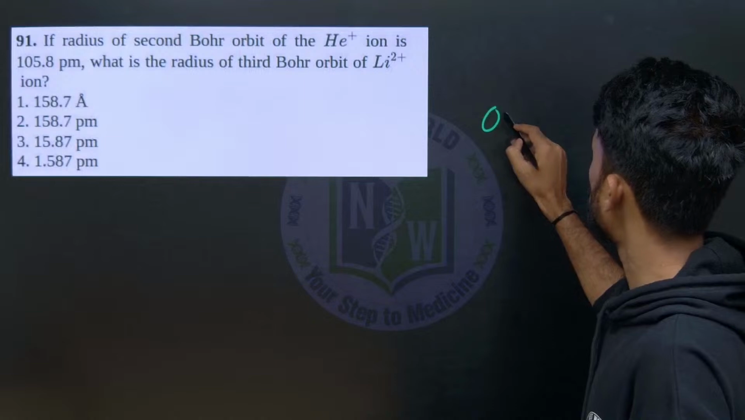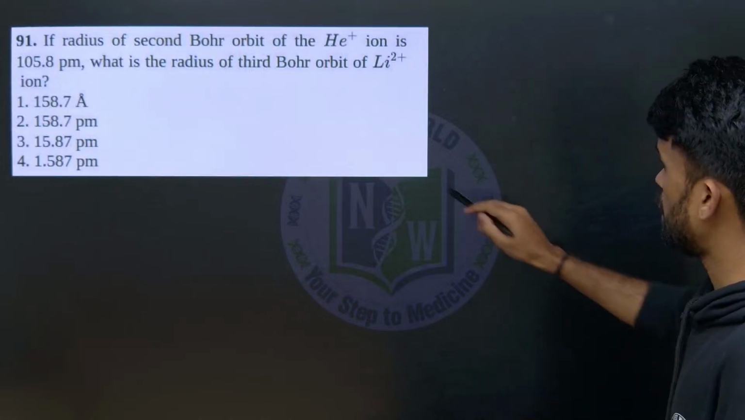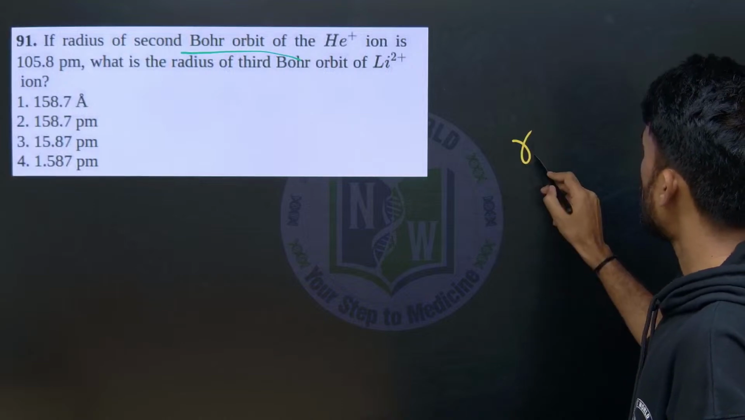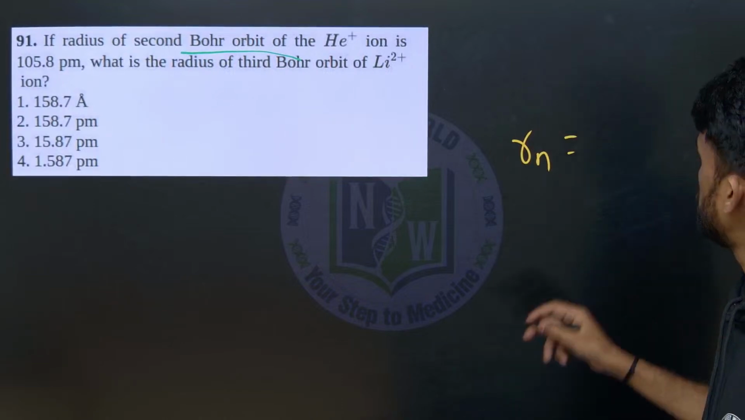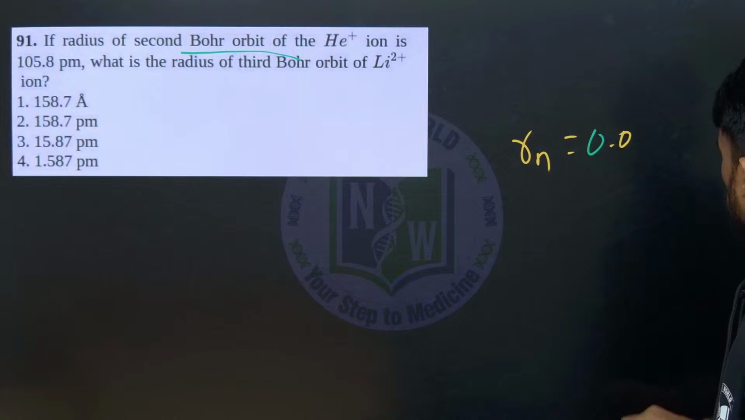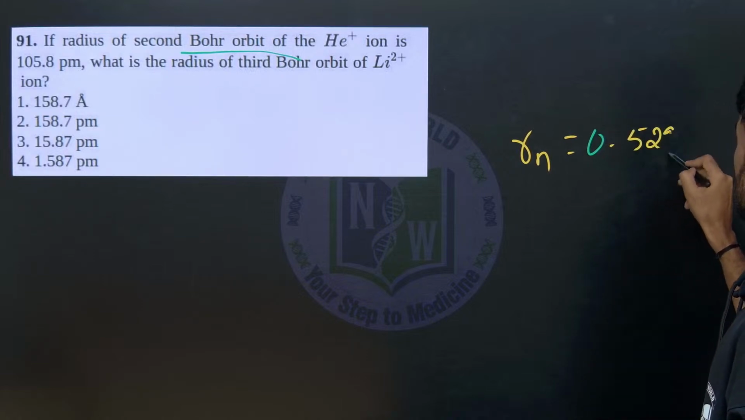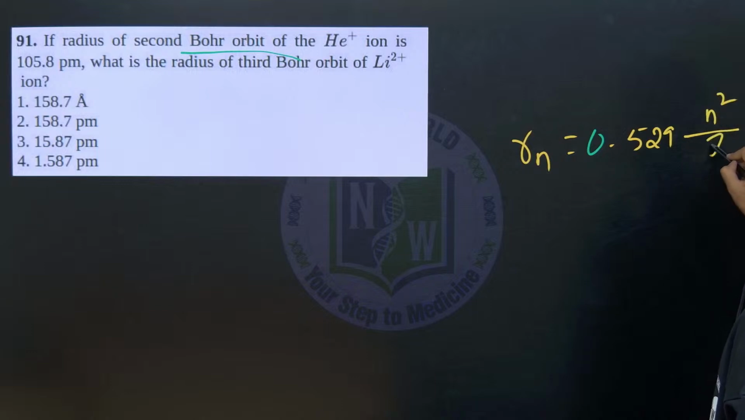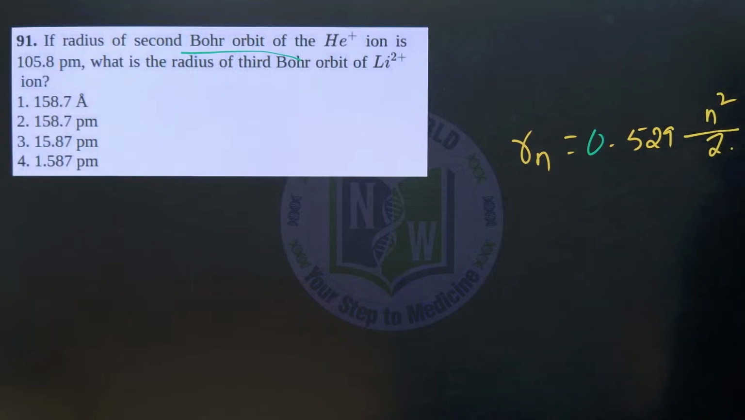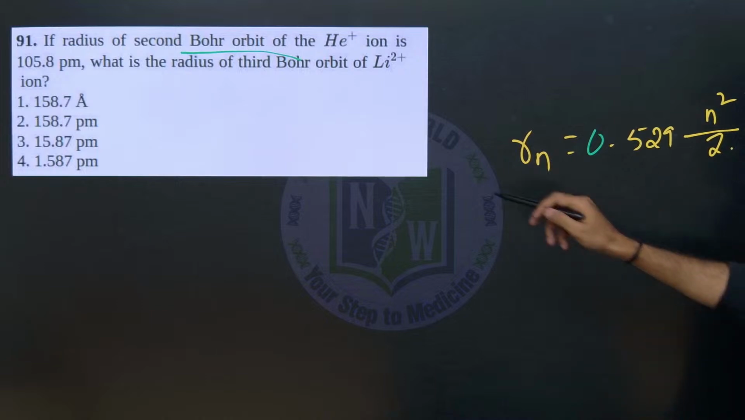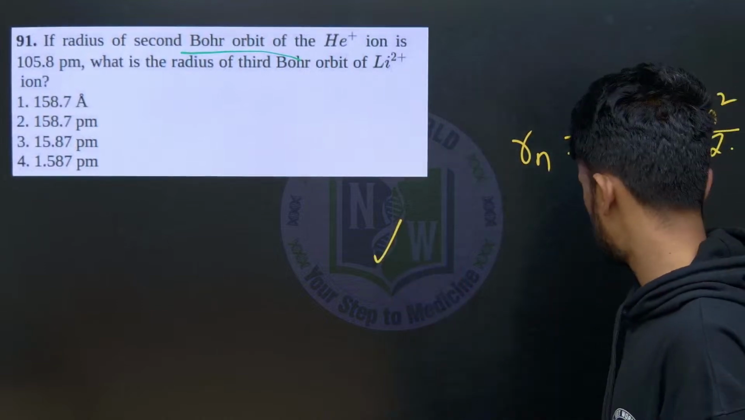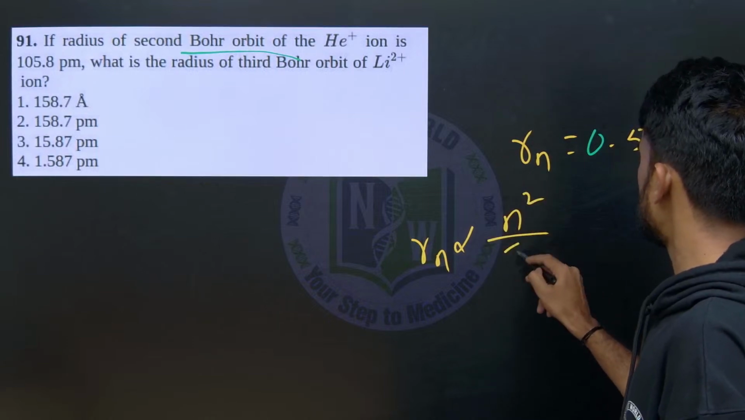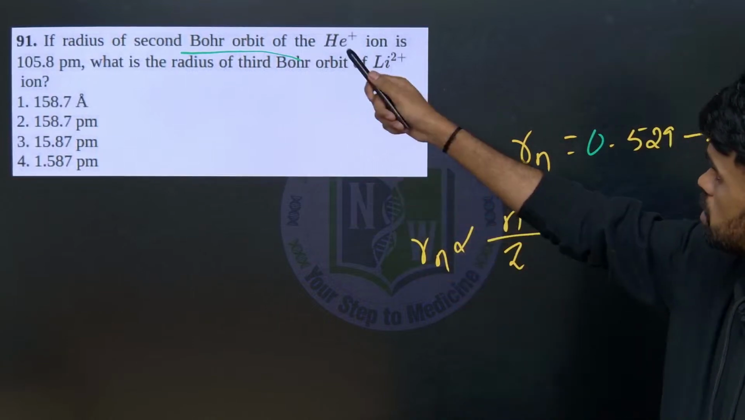Next, Bohr model. What is the formula for Bohr model? From the Bohr model we have the radius formula. So Rn, the radius of the nth orbit, is given as 0.529 n square by Z, right? Units are angstroms. So using this we can write that the radius of the nth orbit is directly proportional to n square by Z, right? So based on this you can solve this question.